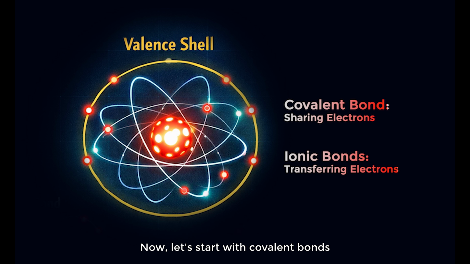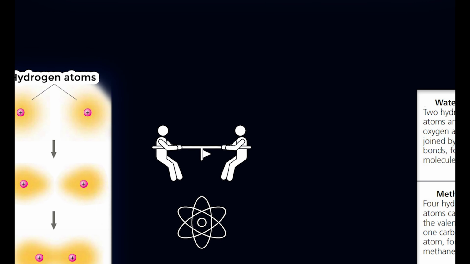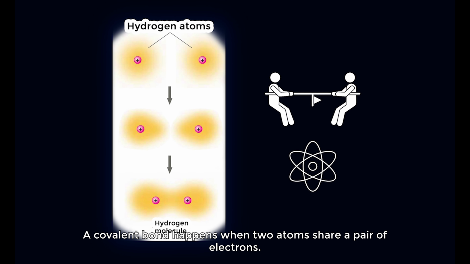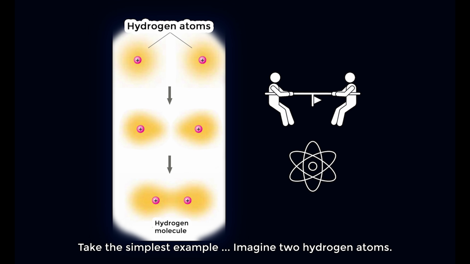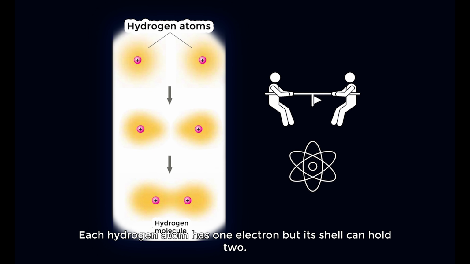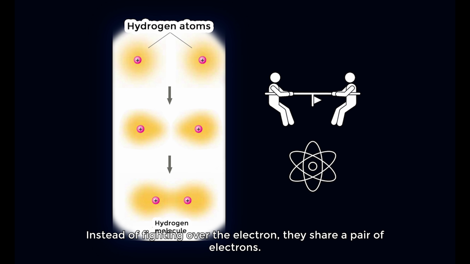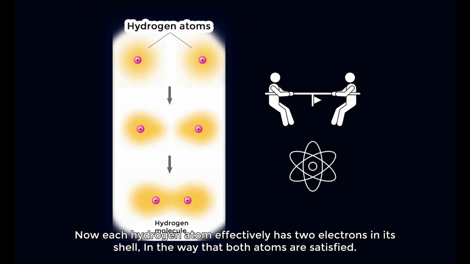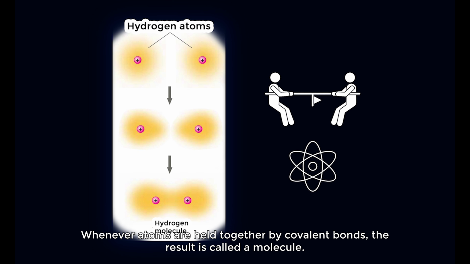Now let's start with covalent bonds. A covalent bond happens when two atoms share a pair of electrons. Take the simplest example, imagine two hydrogen atoms. Each hydrogen atom has one electron, but its shell can hold two. When two hydrogen atoms come close, their electron clouds overlap. Instead of fighting over the electrons, they share a pair of electrons. Now each hydrogen atom effectively has two electrons in its shell, and both atoms are satisfied. Whenever atoms are held together by covalent bonds, the result is called a molecule.